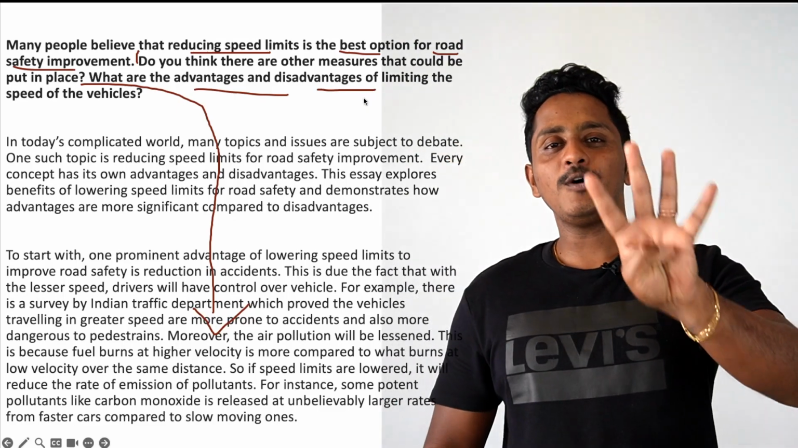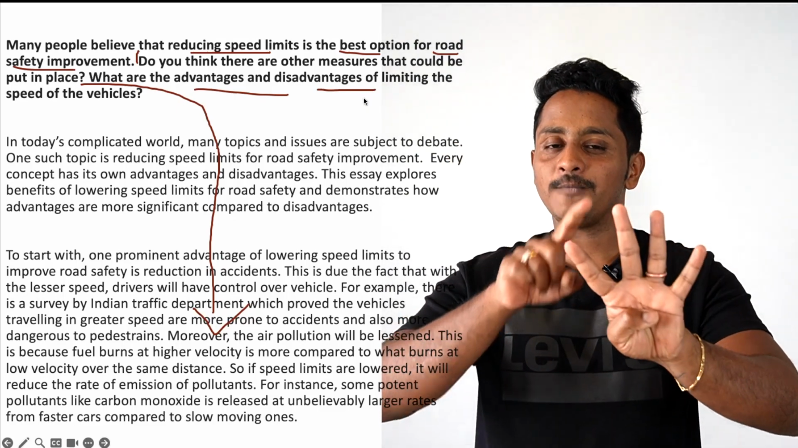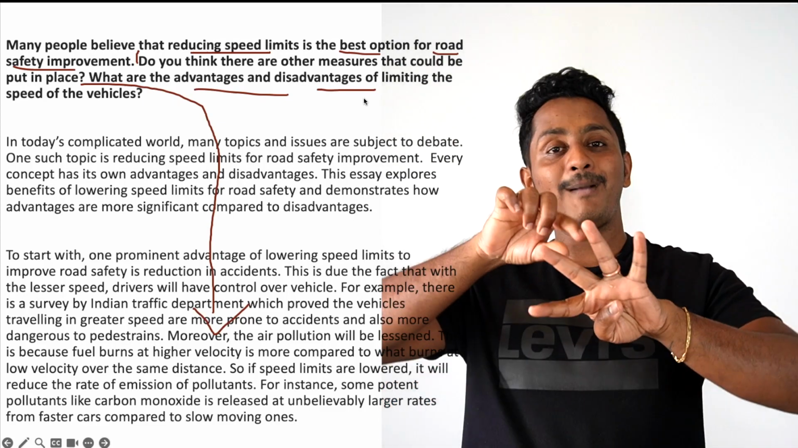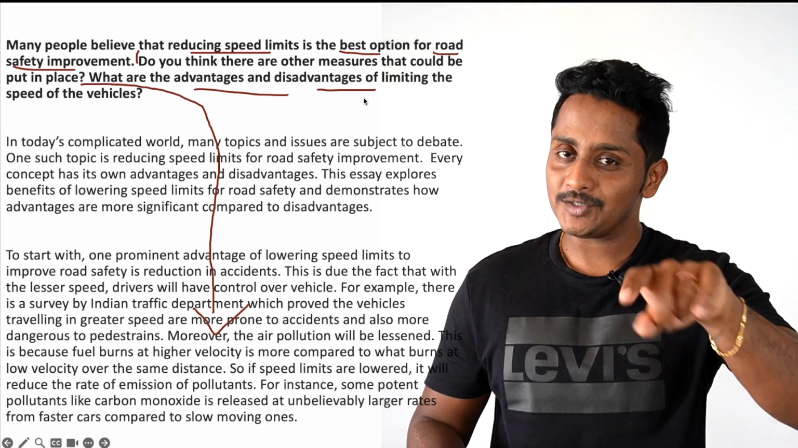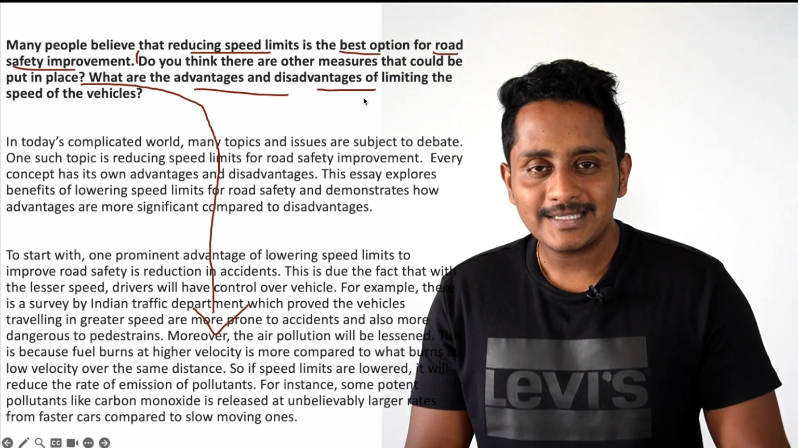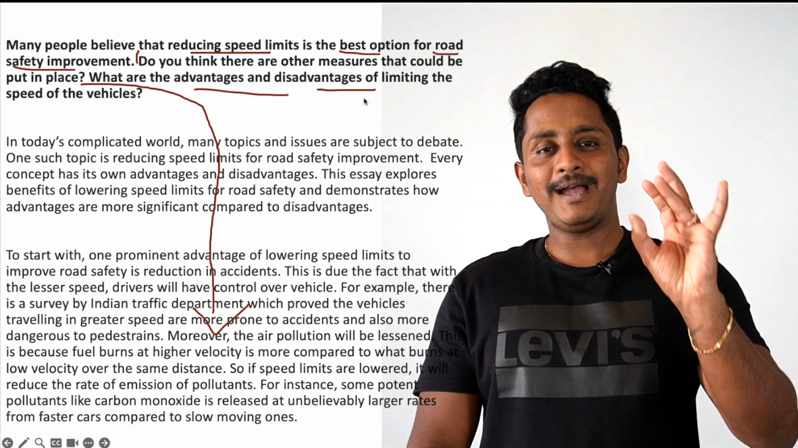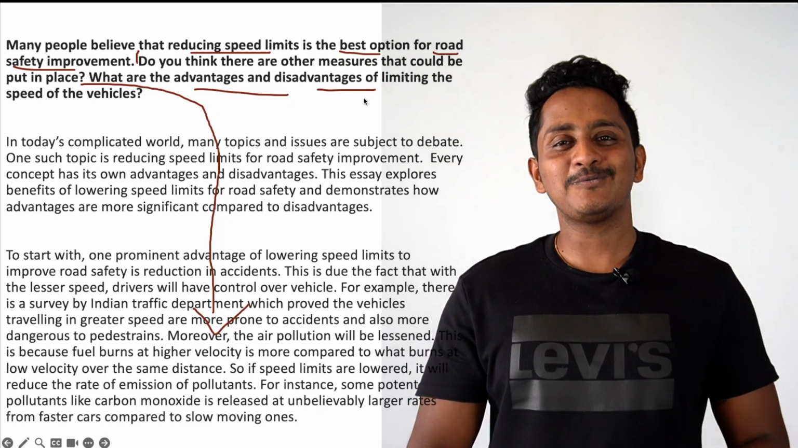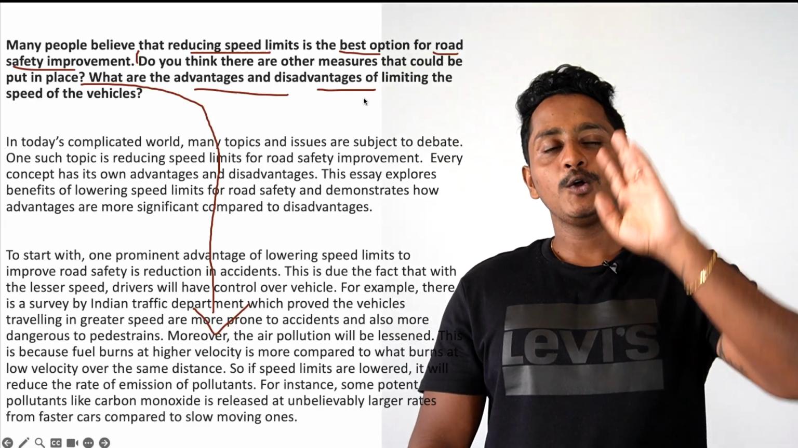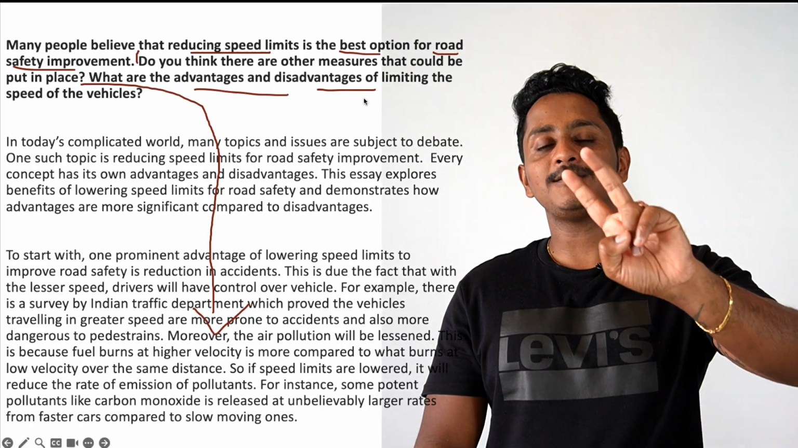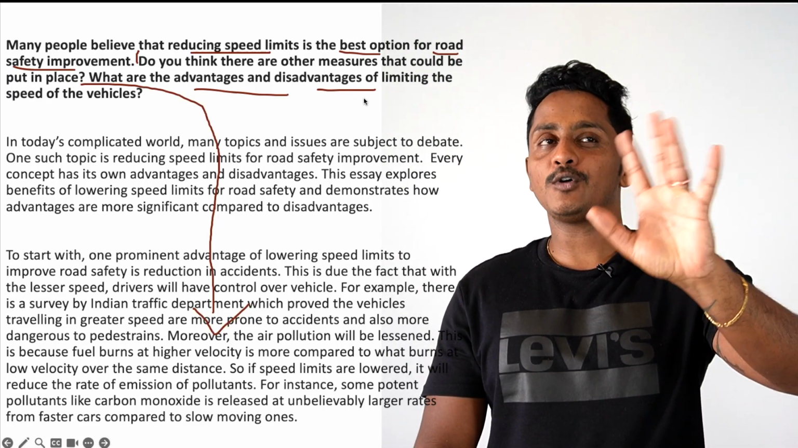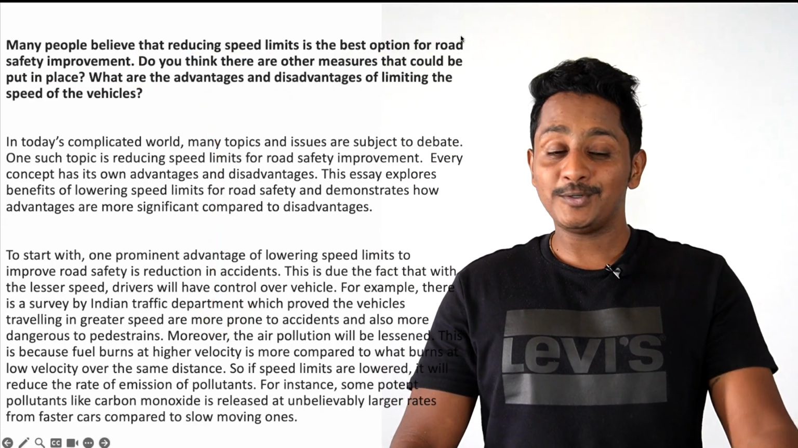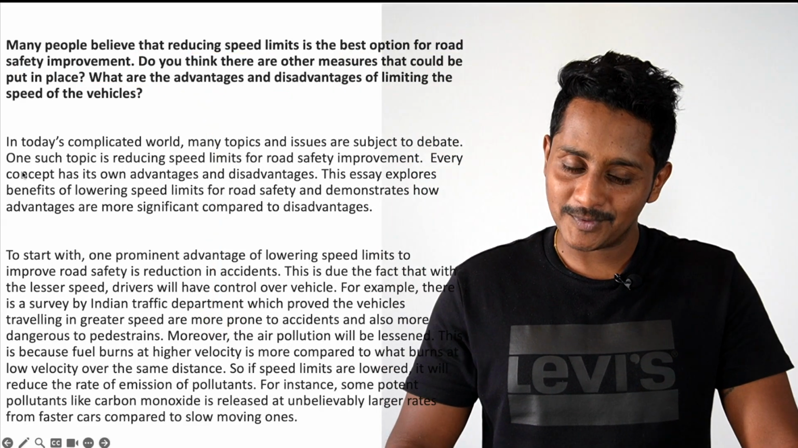Basically, we follow a 4 paragraph structure. That means in para 1 we will write the introduction, para 2 we will write on the first question asked, do you think there are other measures that could be put in place? Para 3 we will answer the second question asked, what are the advantages and disadvantages of limiting the speed? The fourth one, we summarize para 2 and para 3 and put it in para 4 called conclusion in 2 lines. Okay, let's see whether the student of ours has written the correct one or not.